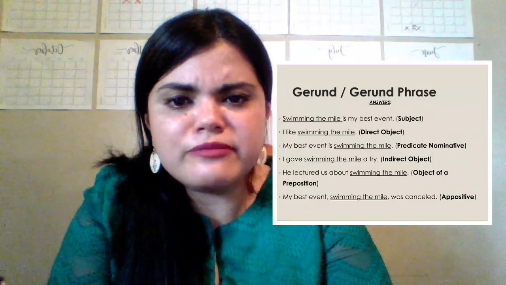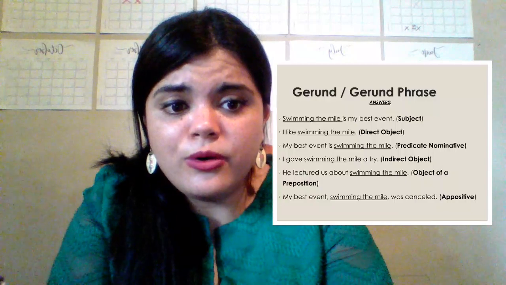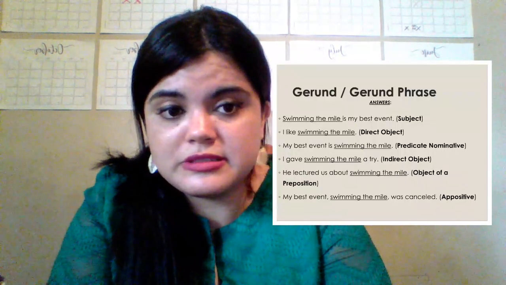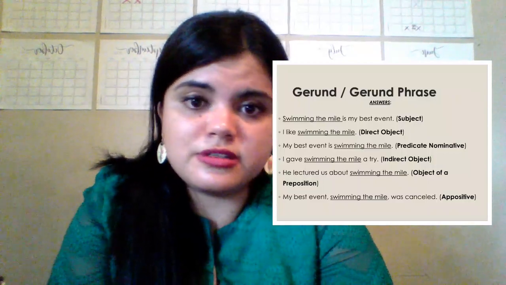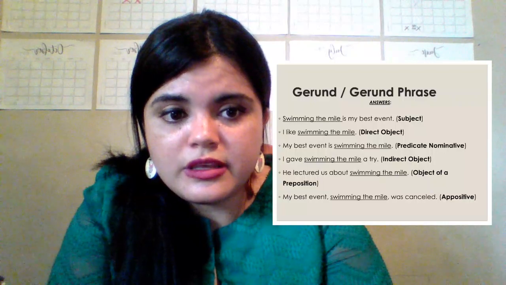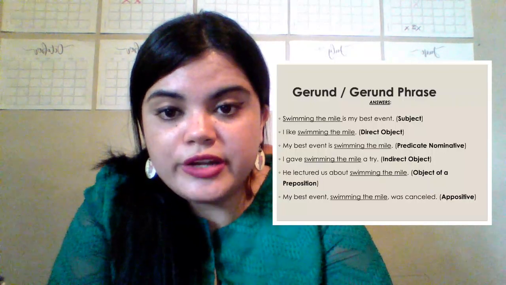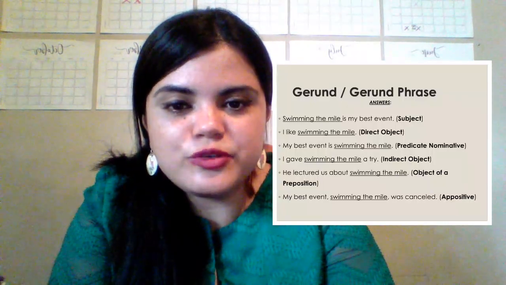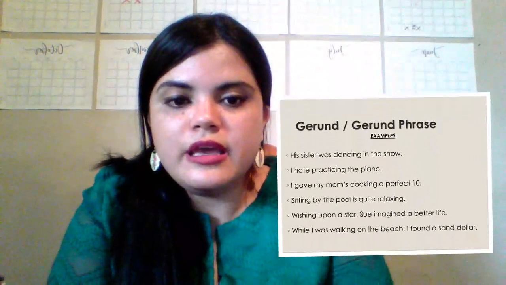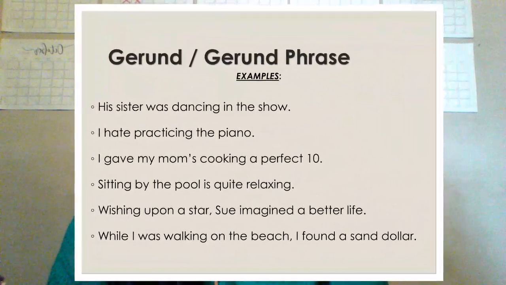I know, and I'm very sure, that you guys have gone over most of these topics, like subjects, direct objects, indirect objects, predicate nominatives, and object of a preposition. So I know that you guys have gone over this before, but don't worry, we will just identify them, okay? Now, let's see these examples.